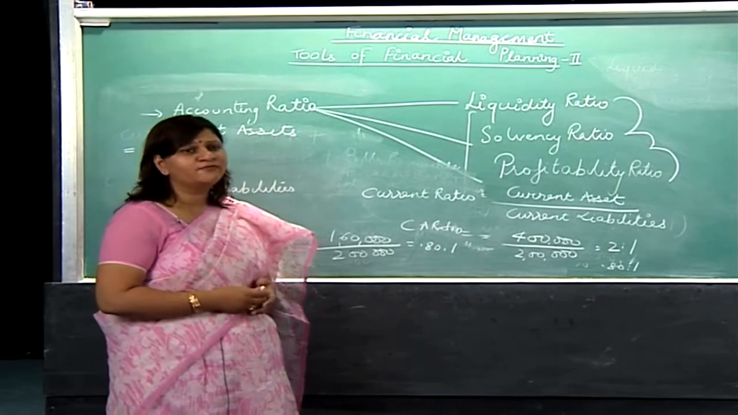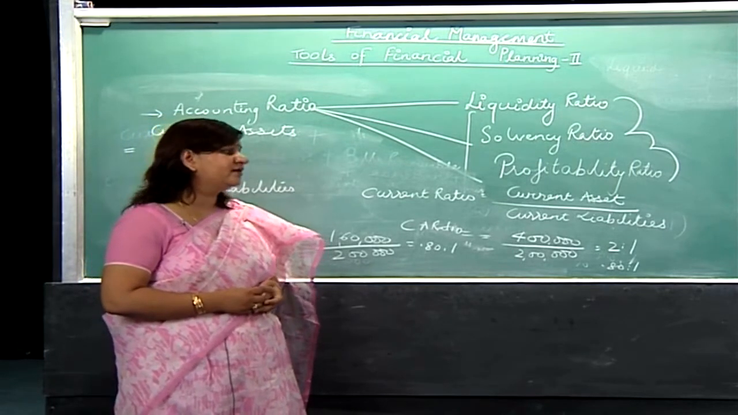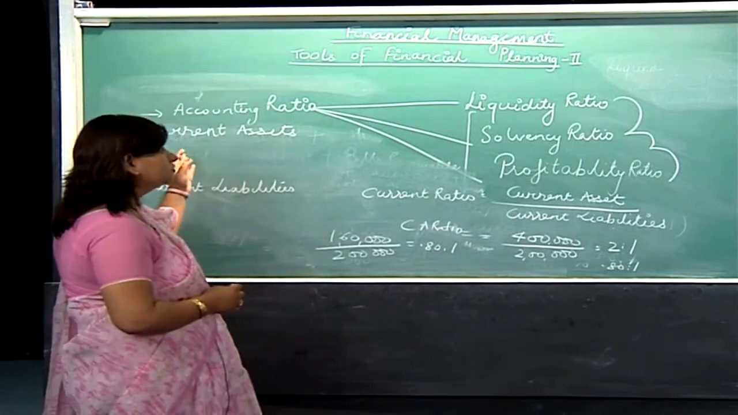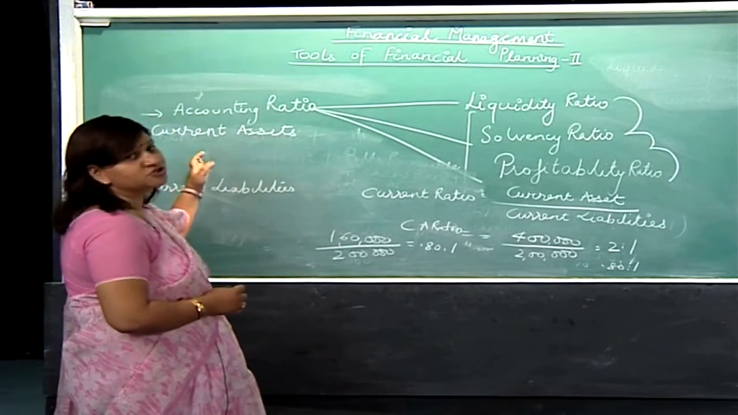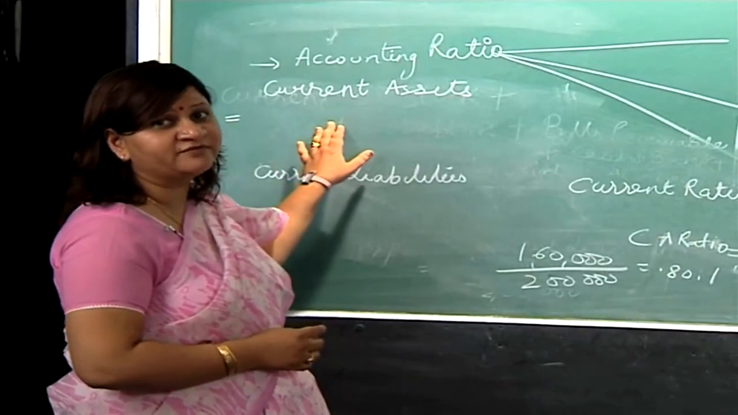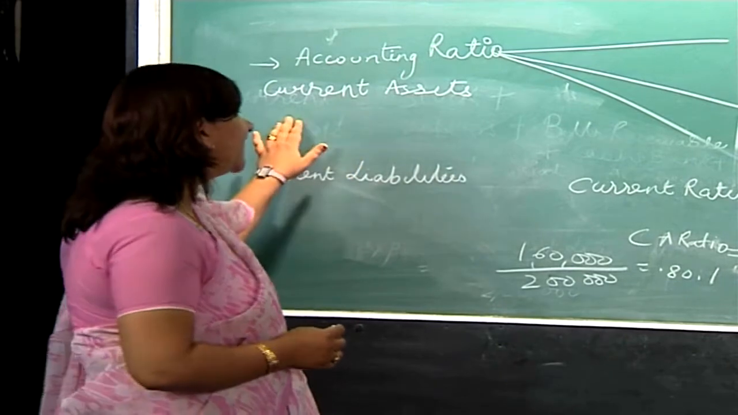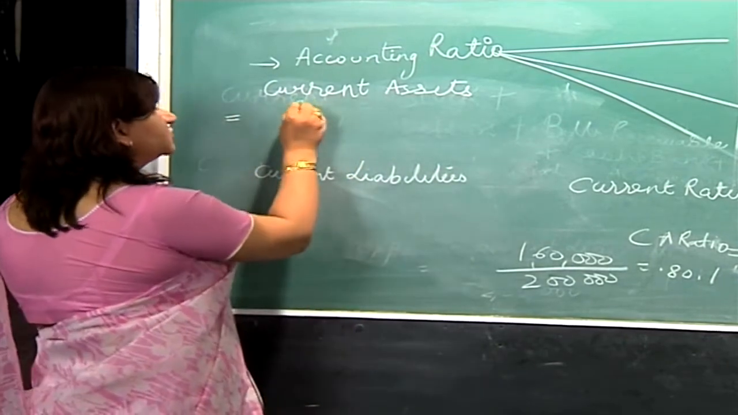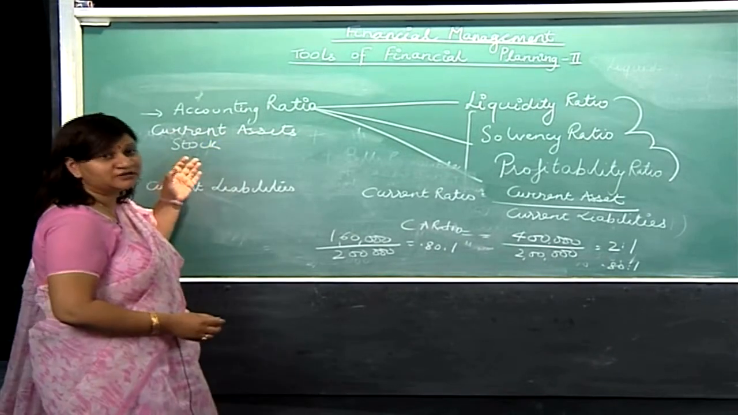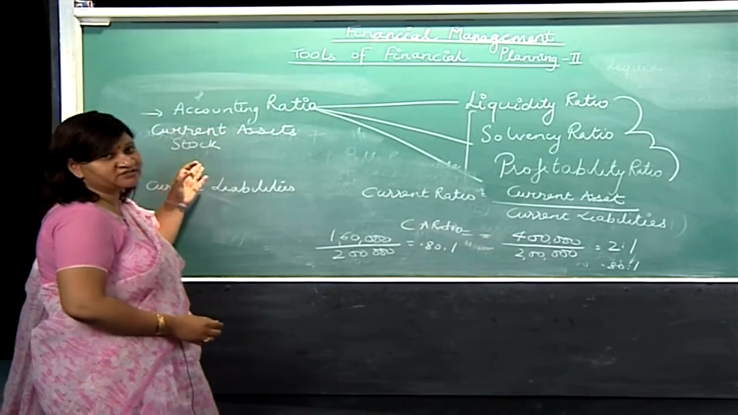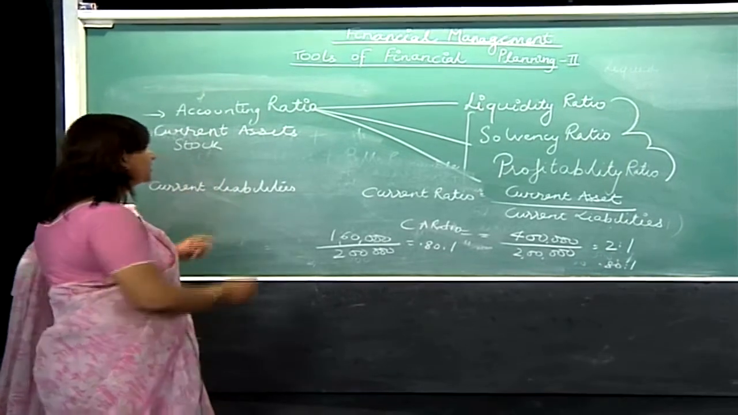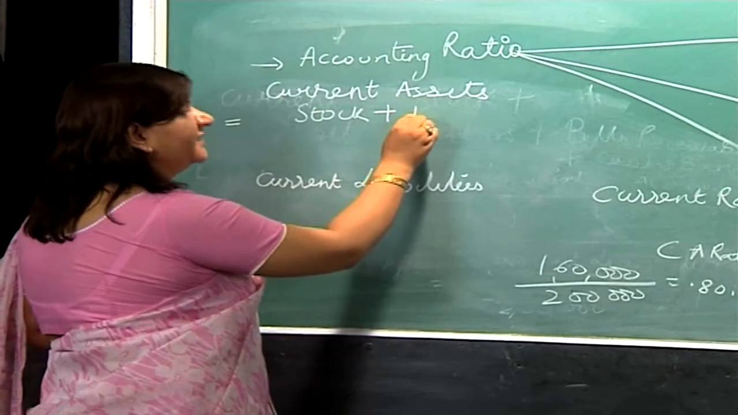Now let's understand what is comprised of current assets and current liabilities. Current assets means those assets which are short term in nature. So the following list should be kept in mind when we compute this ratio. The current assets shall be stock. This stock will have all the stocks: stock of raw material, stock of work in progress and stock of finished goods. Now the second one will be debtors.